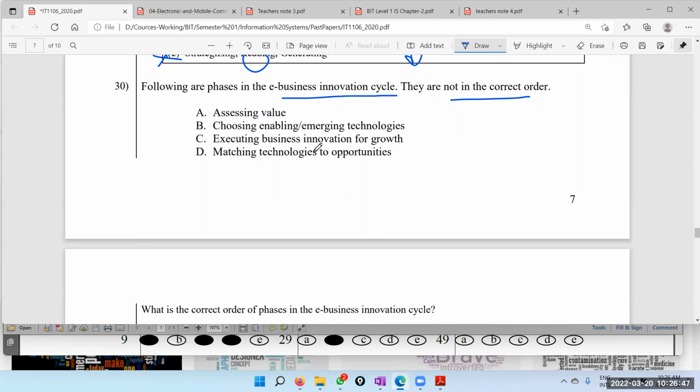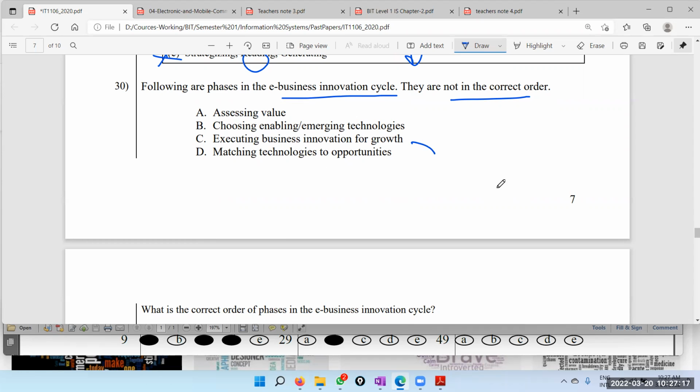Now, this is also a very tough question because it's very fussy, right? Right, now let's see which one we have to do first. Right? Innovation means we are going to do some innovative things like business process re-engineering. Assessing values. Choosing enabling emergence technologies. Executing business innovation for growth. Matching technologies for opportunities.